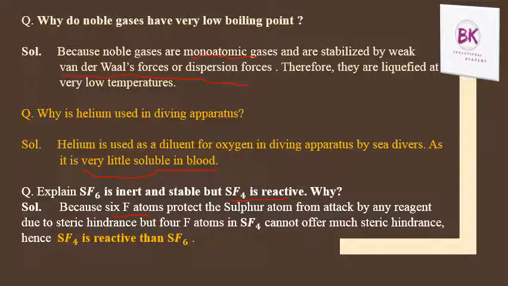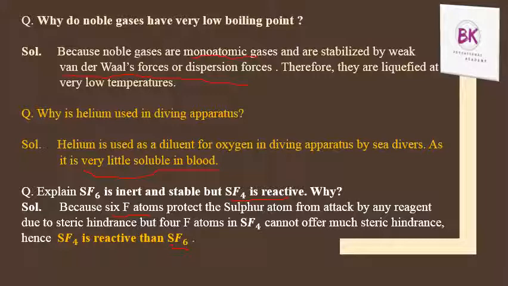So that's why SF4 cannot offer much steric hindrance because there are only 4 fluorine atoms which are surrounding the sulfur atom, and that's why SF4 will be the reactive molecule and SF6 will be the inert or the stable molecule, because there are 6 fluorine atoms which are surrounding the sulfur atom, and now the sulfur atom becomes prevented from the bonding with the other elements or with the other atom.